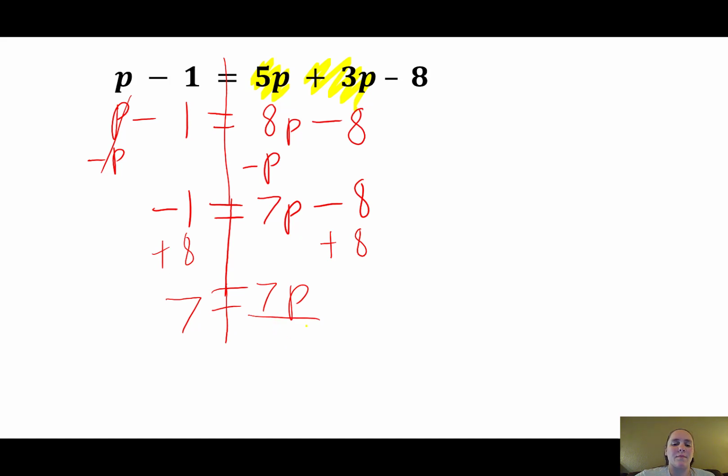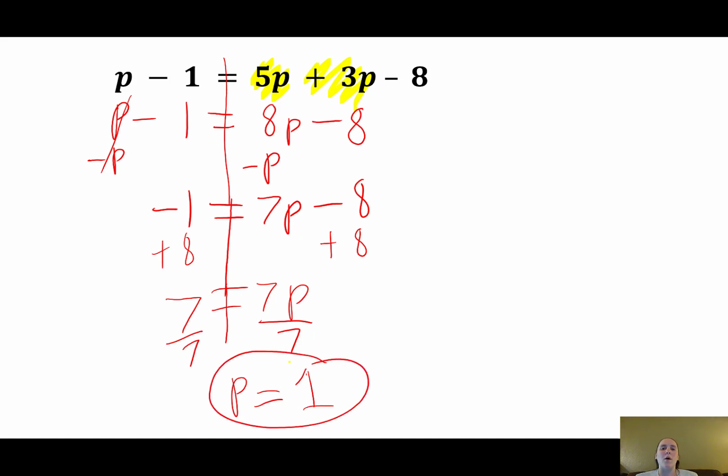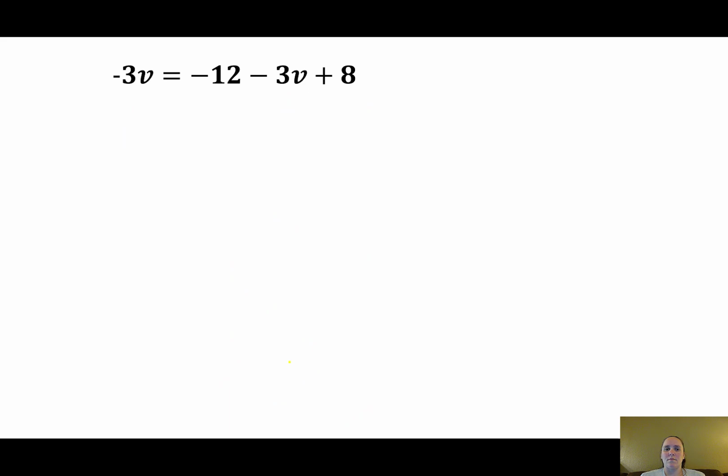Now, since 7 is multiplying, I'm going to divide by 7. And I get p is equal to, anything divided by itself will be 1. So my solution is 1. All right, two more examples and then we'll be done with this video.